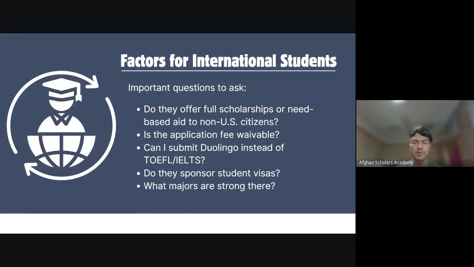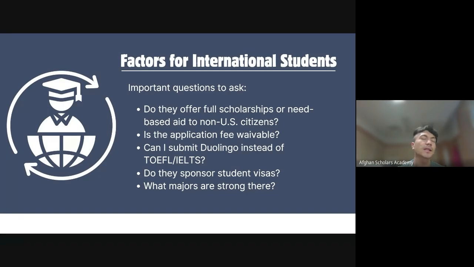And do they sponsor student visas? That's also a factor. It is a very rare situation, but some schools don't sponsor student visas because they are not SEVIS registered, I guess. And what are some of the majors that are strong there? For example, at Columbia University, one of the strongest majors is quantitative economics. And at Stanford, computer science is very strong in engineering. So ask these questions before you research your college.